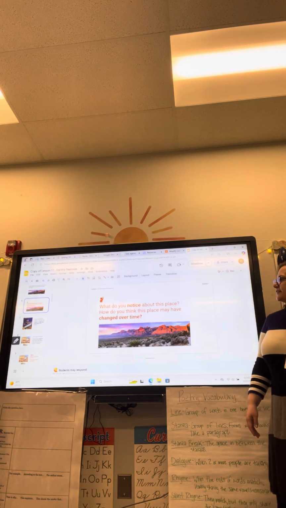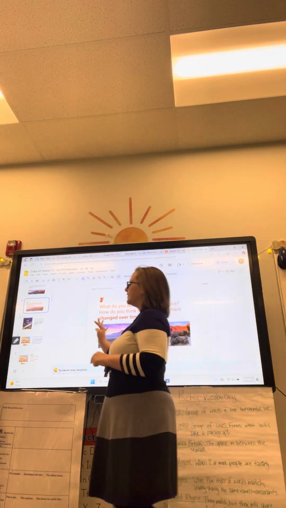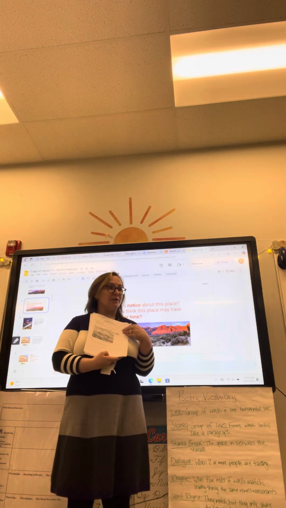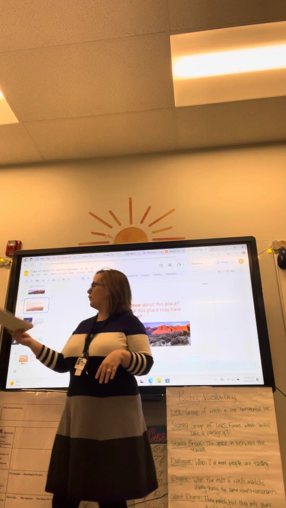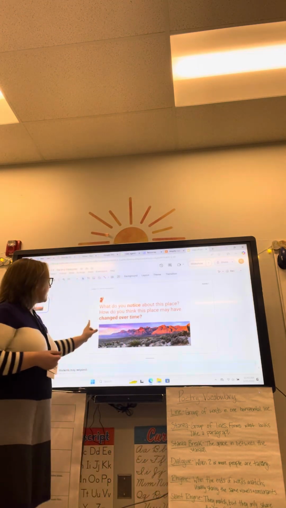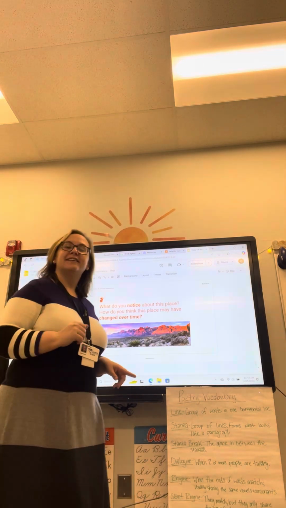So Michael is noticing that there may be some changes, and he's comparing the picture that we see up here to the picture on the pre-unit writing. And I don't know if he's right yet, but we're sure going to find out. Very good. One more person. I'm going to ask the question again. What do you notice about this place? How do you think this place may have changed over time, Santana?